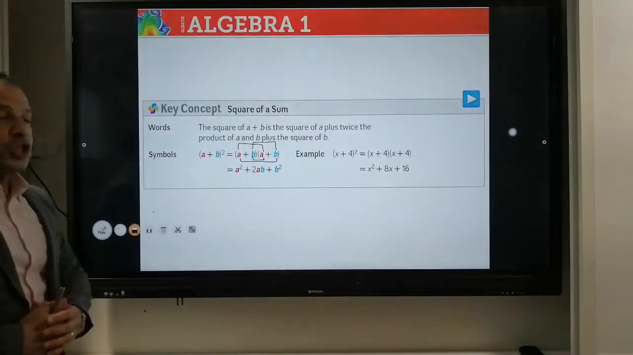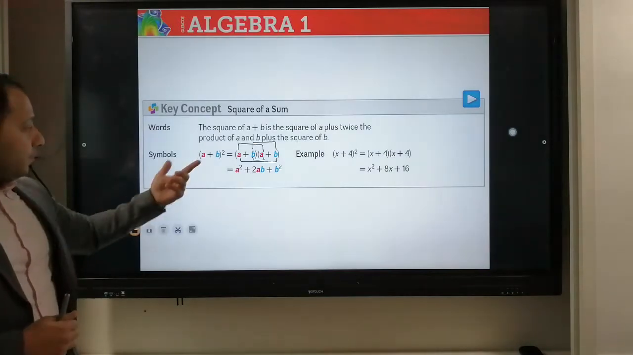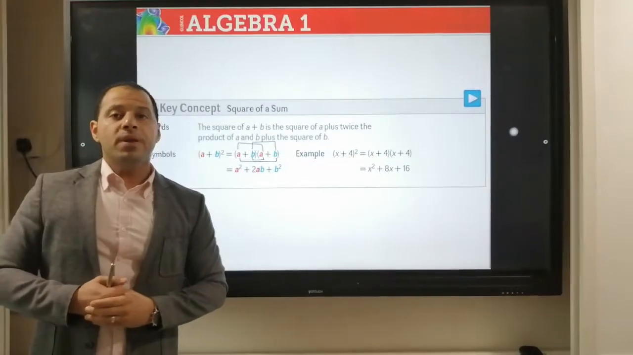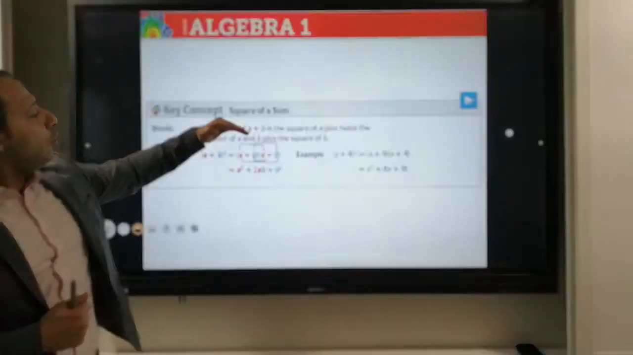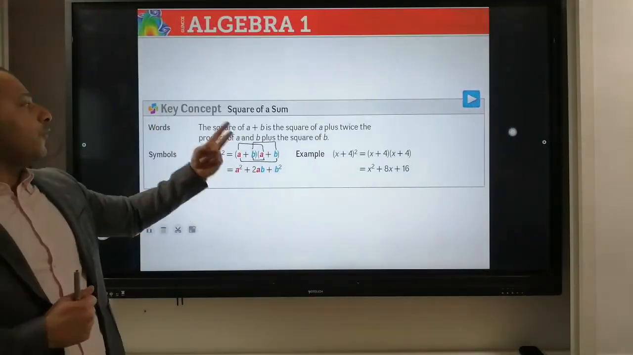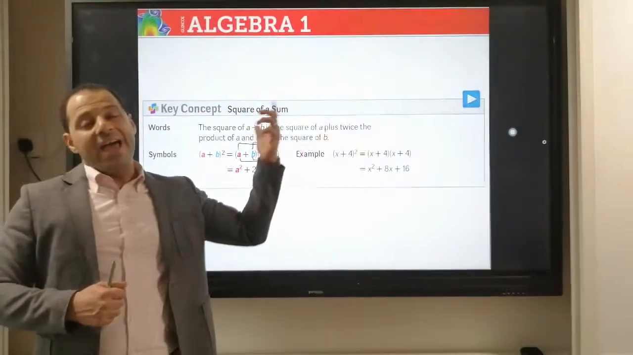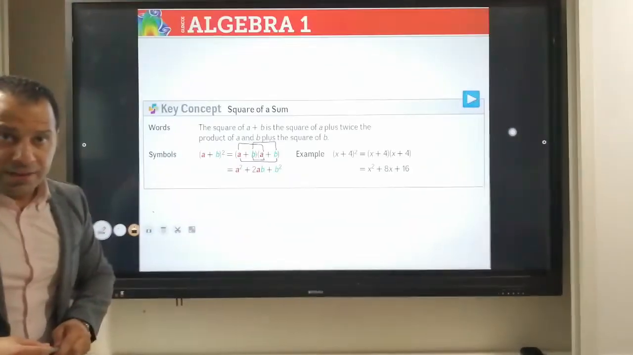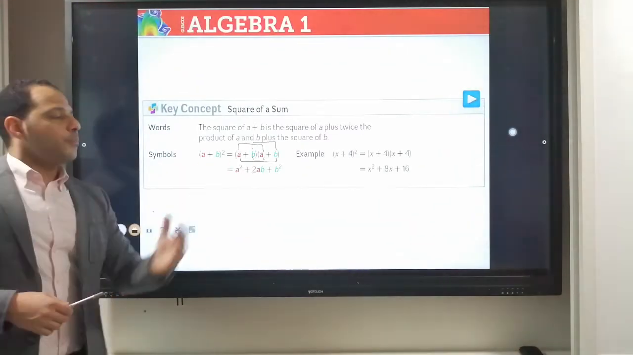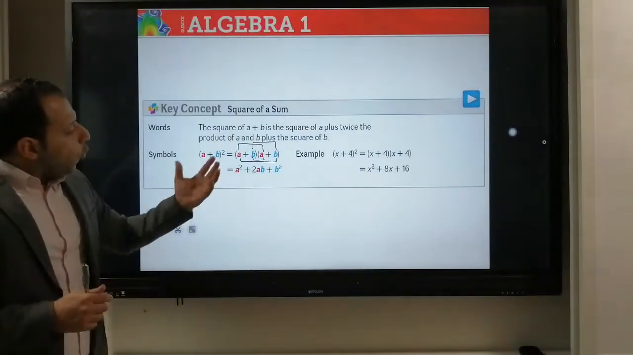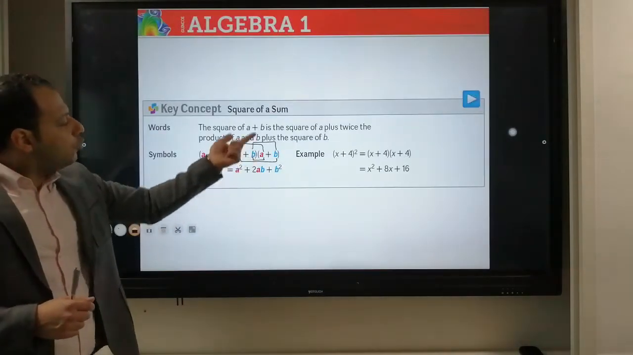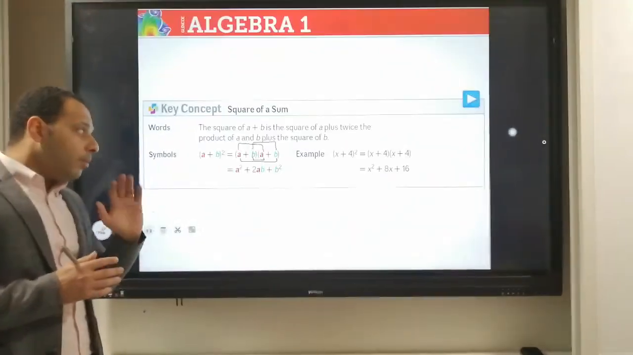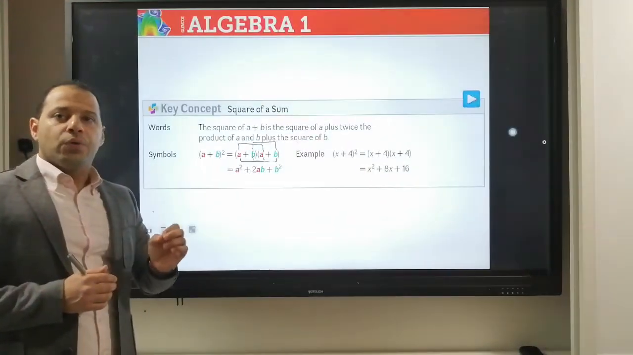But here, it's a special case. The special case, it's a bracket all with power 2. If you have a binomial with power 2, it's called the perfect square, and we have 2 types, which is called the square of sum, and we'll talk about the square of difference after that. If you have a problem like this, we don't need to make 2 brackets and then make the FOIL method.